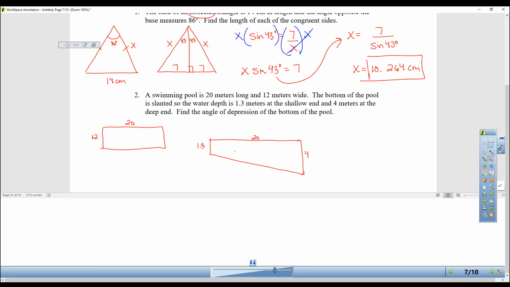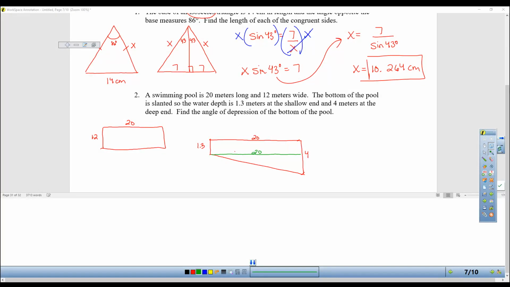Now I am looking for a right triangle. That should always be part of your thought process: where can I make a right triangle? And I can do that here. If I think of the whole shallow end as going across the entire pool and then the deep being underneath it, then I can draw a line there. And this is also going to have a length of 20.